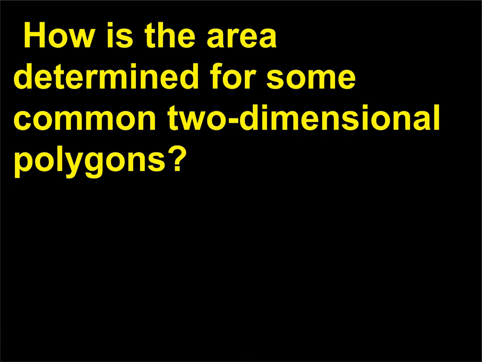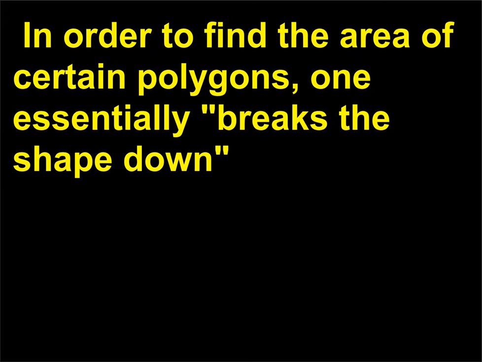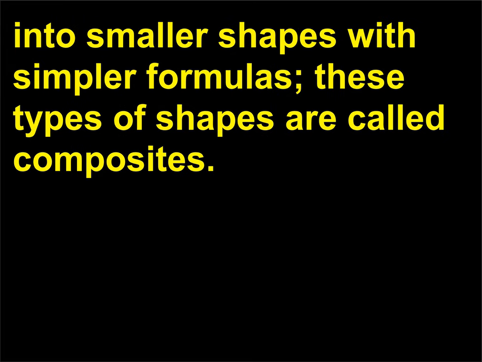How is the area determined for some common two-dimensional polygons? Finding the areas of polygons is not as simple as determining the areas of a rectangle and square. In order to find the area of certain polygons, one essentially breaks the shape down into smaller shapes with simpler formulas. These types of shapes are called composites.